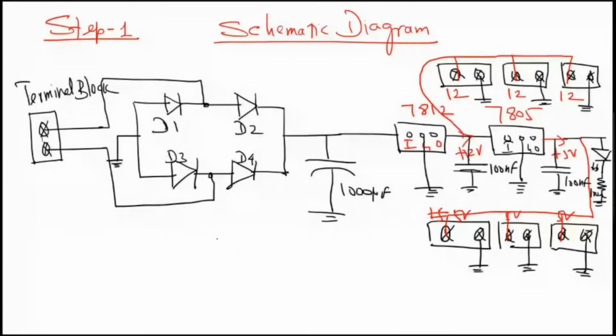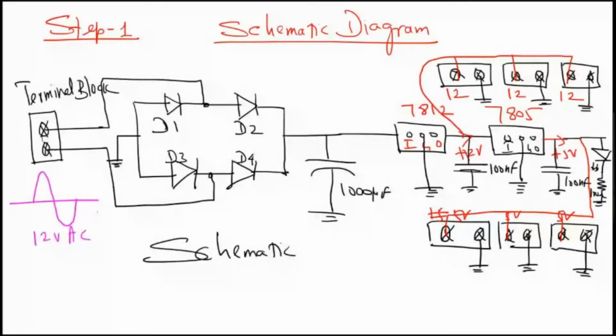So this is what we mean by schematic. Schematic means a circuit diagram. So this is something that you should be already aware of. There is nothing technically involved here. So to know the operation, you have a 12-volt AC available here. In the output of the bridge rectifier, this AC is converted into a unidirectional DC. This is what is available at this point.